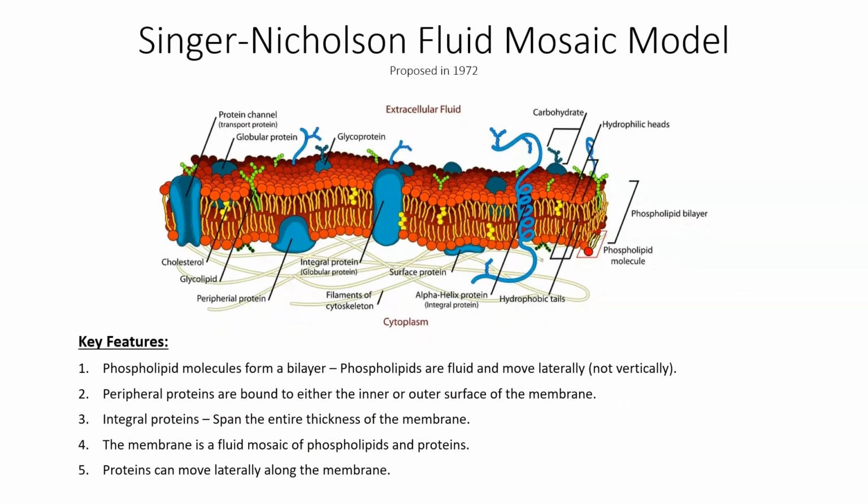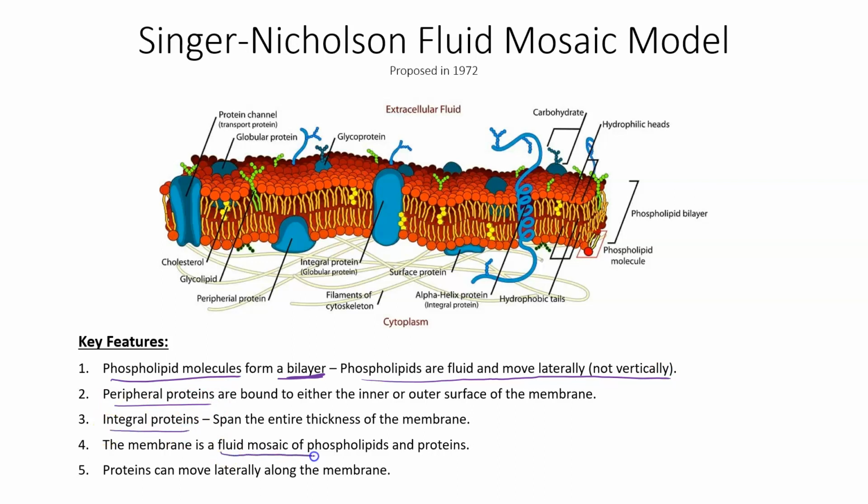So the Singer-Nicolson fluid mosaic model is all about putting all of these individual components into this entire structure in a very prescriptive way. Phospholipid molecules form a bilayer. We've talked about that. Phospholipids are fluid and move laterally, not vertically. Peripheral proteins are bound to either the inner or outer surface of the membrane. Integral proteins span the entire thickness of the membrane.